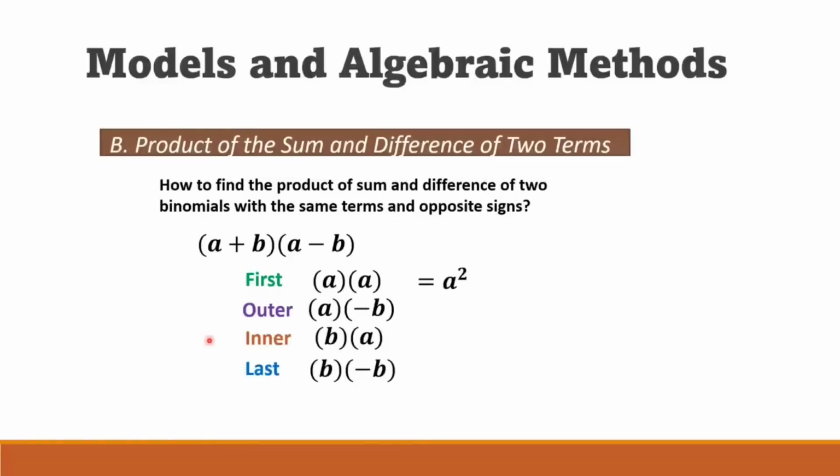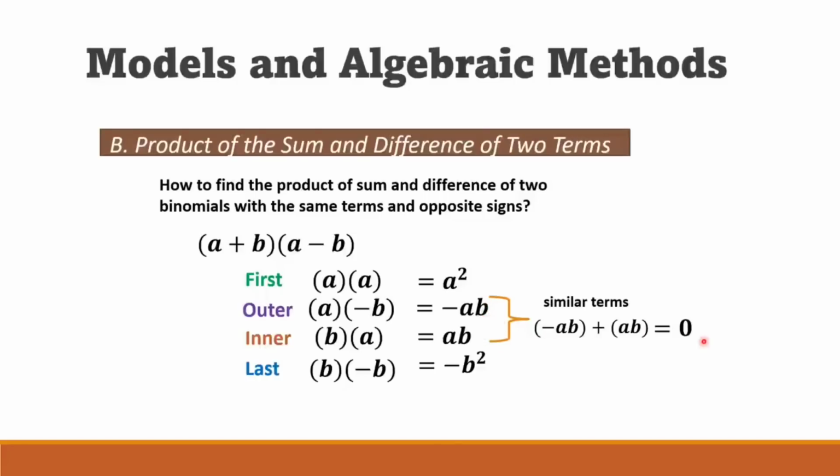So those are the combinations. So a times a is equal to a squared. A times negative b is equal to negative ab. B times a is equal to ab. B times negative b is equal to negative b squared. So given that, when we combine the outer and inner terms, the answer is 0.